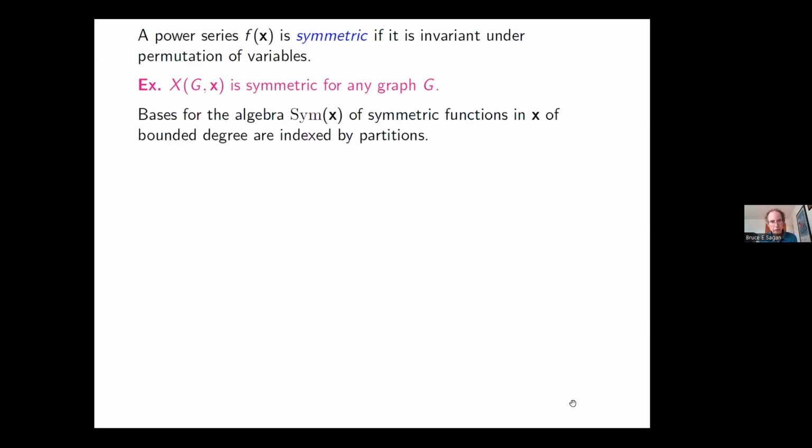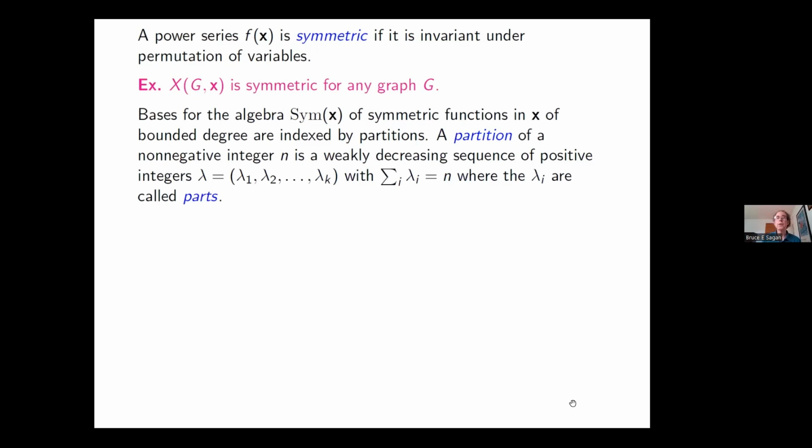So some background on Sym_X, the set of all symmetric functions in X of bounded degree. As we've seen before, these are indexed by partitions, integer partitions. A partition of an integer n is a sequence lambda 1, lambda 2, etc., of positive integers that sum to n. Since we don't care what order the summands come in, we put them in a canonical weakly decreasing order, and we call these summands parts.